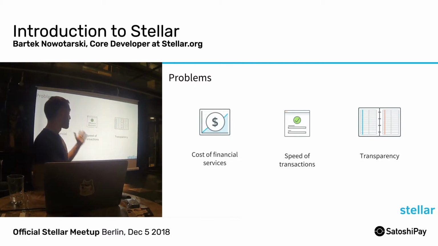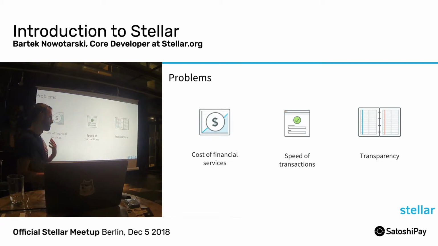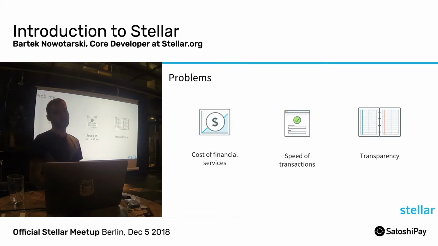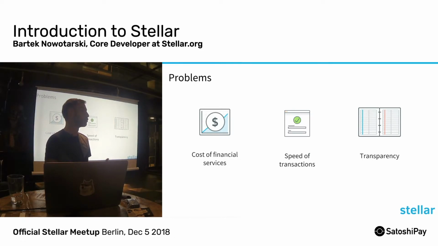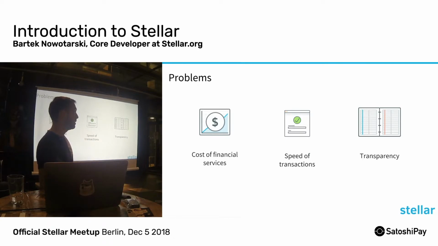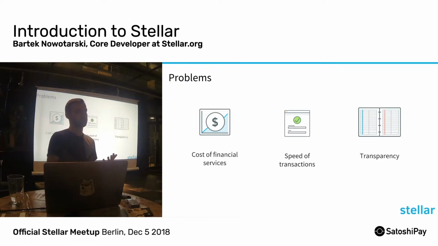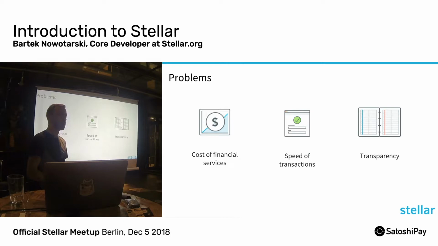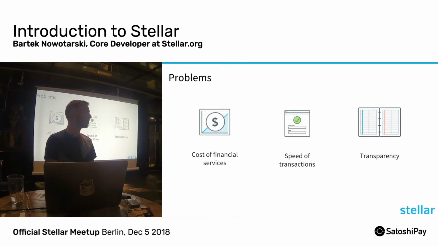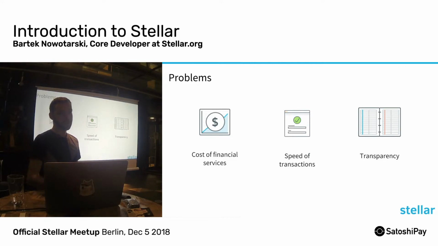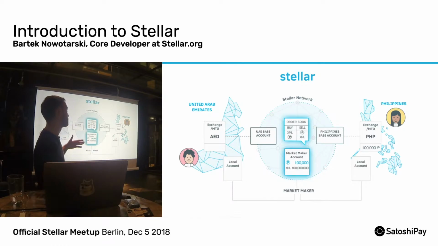Finally, there is this issue with transparency. There are a lot of bad guys in the world, and we really think that making transactions online on a blockchain makes it much easier to analyze and track the transactions, and eventually maybe limit or eliminate money laundering and fraud. So these are the reasons, and now let's just dig into the network.